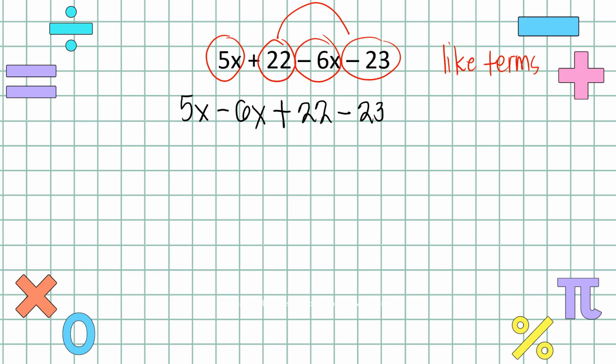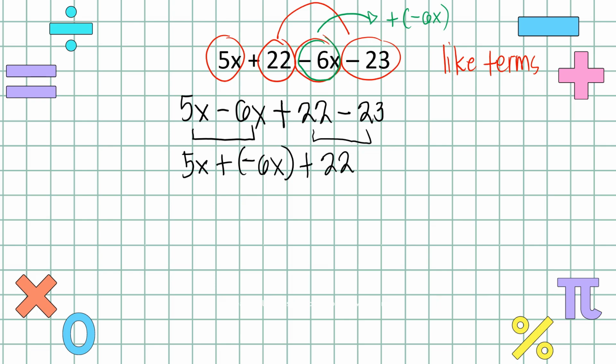Now we'll simplify it accordingly. 5x minus 6x can also be transformed as 5x plus negative 6x. That is why earlier I read this as negative 6x, because originally it means we are adding a negative 6x and just simplified as minus 6x. So we do it backward. If it's minus 6x, it means we are adding a negative 6x. Same goes for this too. So we add 22, and then we are also adding a negative 23. And that's actually our rule when we are subtracting integers, correct?